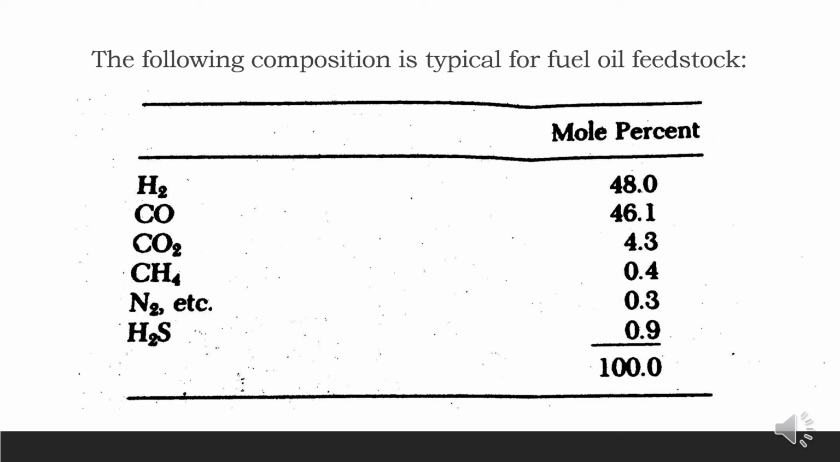The remaining process steps for conversion of the partial oxidation product gas to hydrogen are the same as the steam hydrocarbon reforming process: water gas shift conversion, CO2 removal via monoethanolamine scrubbing, and methanation.